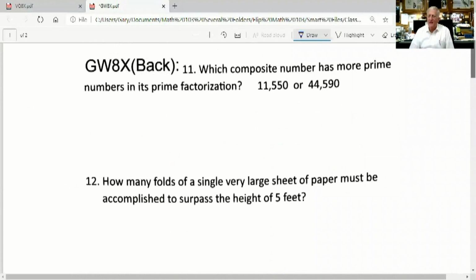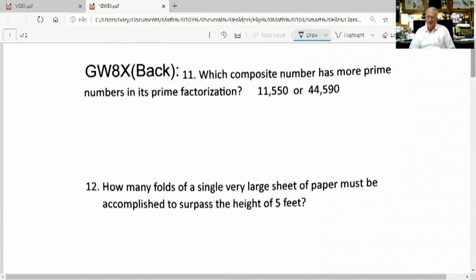Which composite number has more prime numbers in its prime factorization: 11,550 or 44,590? Well, let's try it out and see. Let's take 11,550 and start successively dividing it by primes. You know 5 will go into it. So I'm going to use my scientific calculator I have here close by.